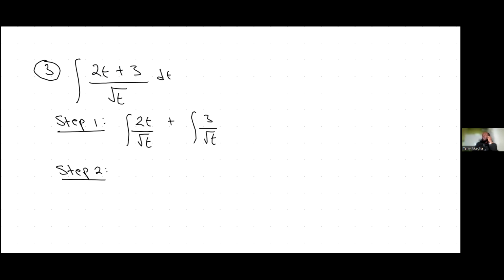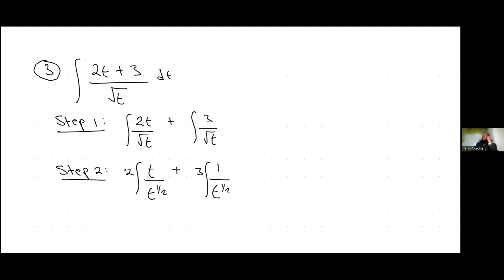we then have to do this. So we bring out the constant and we convert each of them to index. So it's going to be 2 into bracket t divided by square root of t is the same thing as t raised to the power 1 over 2 plus, we bring out the 3, you integrate, and that'll be 1 over t raised to the power what? Half. All right?